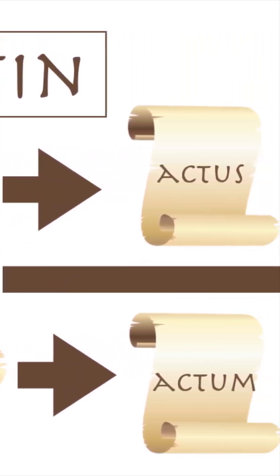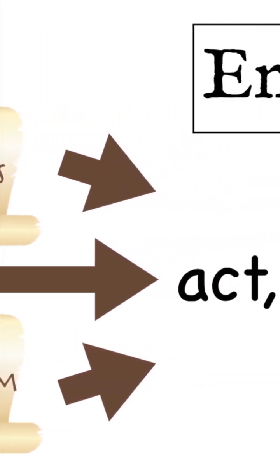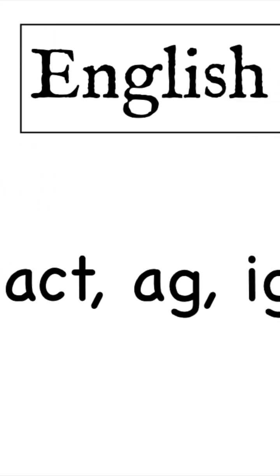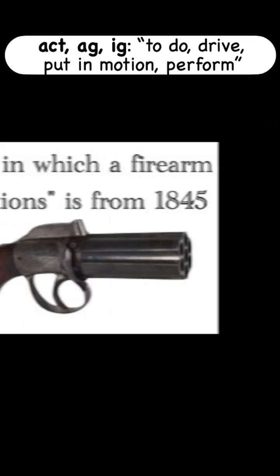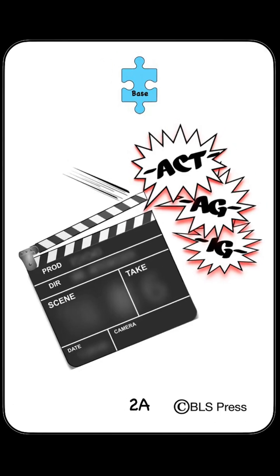So now you can see how the bases on the cards are related. Act and ag came from the same Latin word. Ig is the combining form of ag. The general core meaning is to do, drive, put in motion, perform. Many words in the first group on this video took on additional meanings over time as a result of repeated use in specific situations. Let's look at some examples on the cards.